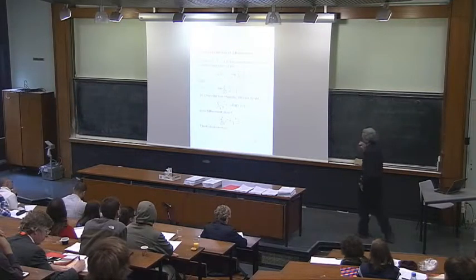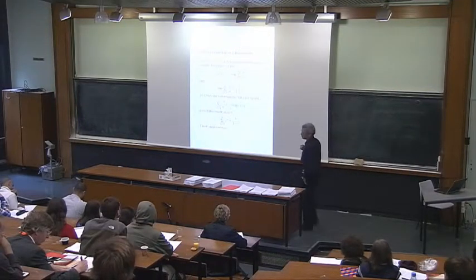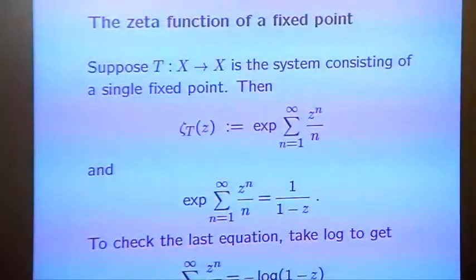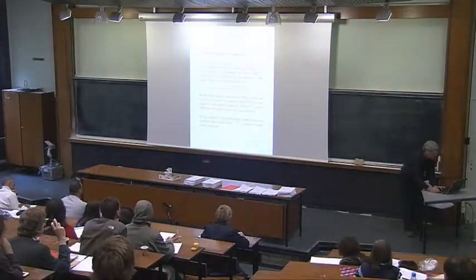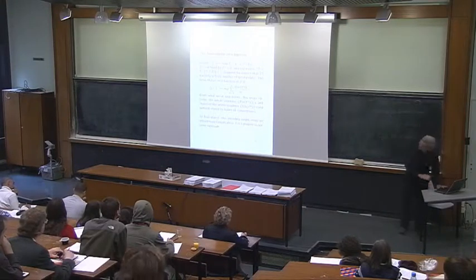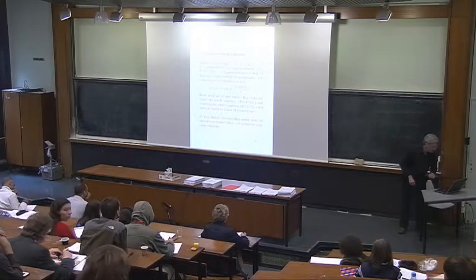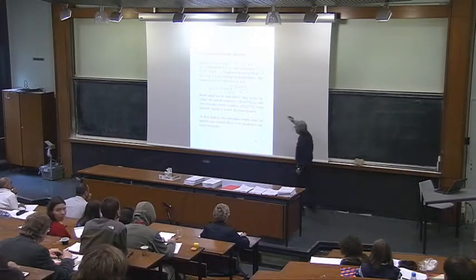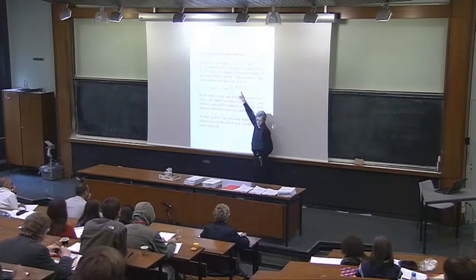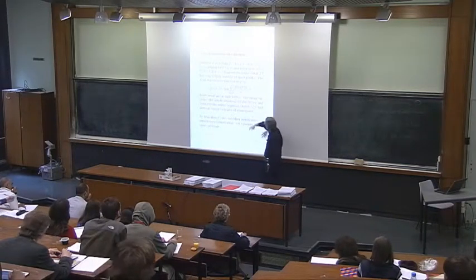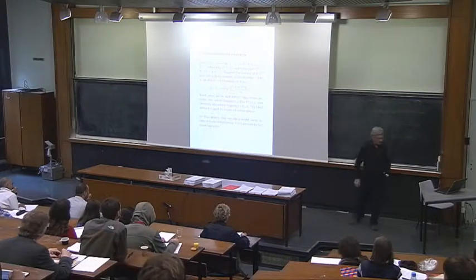So let's look at the zeta function for a system which is just one fixed point. And what would that zeta function be? Well, in this case, the number of fixed points for T to the n is just 1. There's nothing else in this universe but one point, which is always fixed.